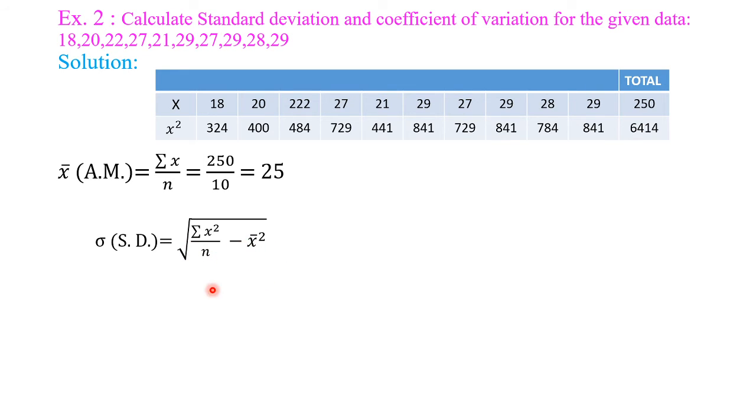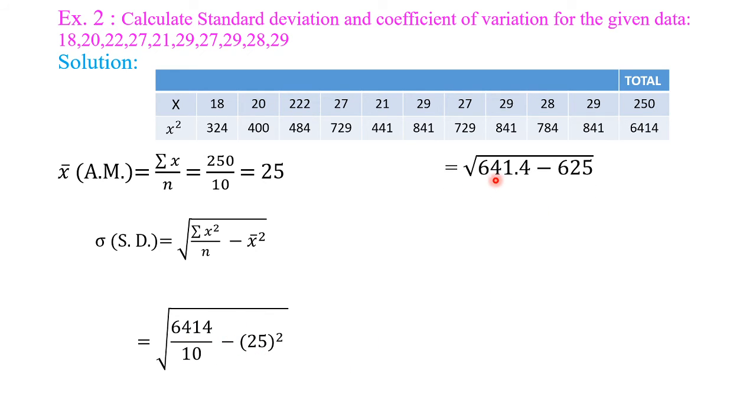Put these values in this formula and we get summation of x square 6414. Here the number of observations n is equal to 10: 1, 2, 3, 4, 5, 6, 7, 8, 9, 10. X bar is 25, so x bar square is 25 square. After solving this equation we get under root 641.4 minus 625. After solving this we get under root 16.4.